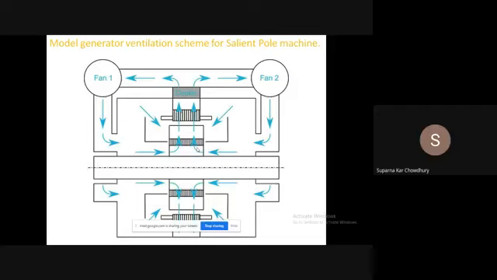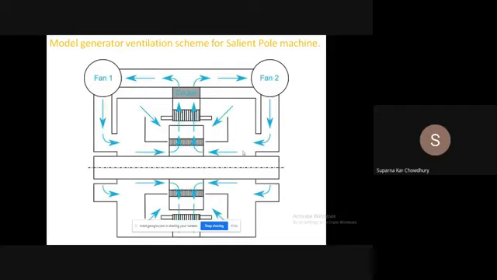Unless the machine is very large, we can go for air cooling, but with forced ventilation, totally enclosed forced ventilation. Now for ventilation we can have mainly three types of arrangement: one is radial ventilation, one is circumferential ventilation, and the other is axial ventilation.